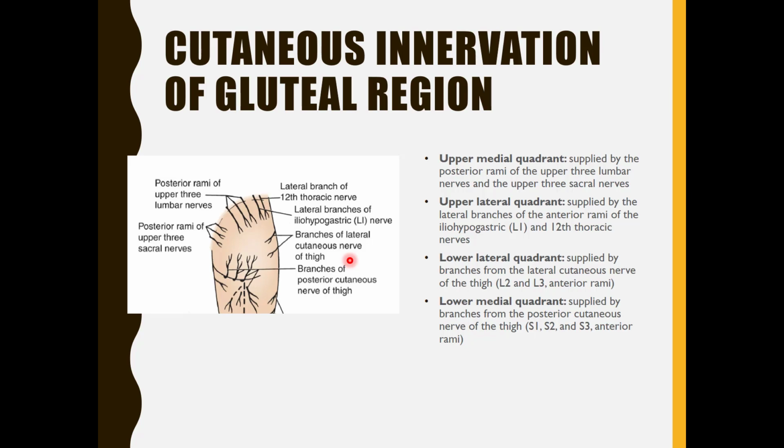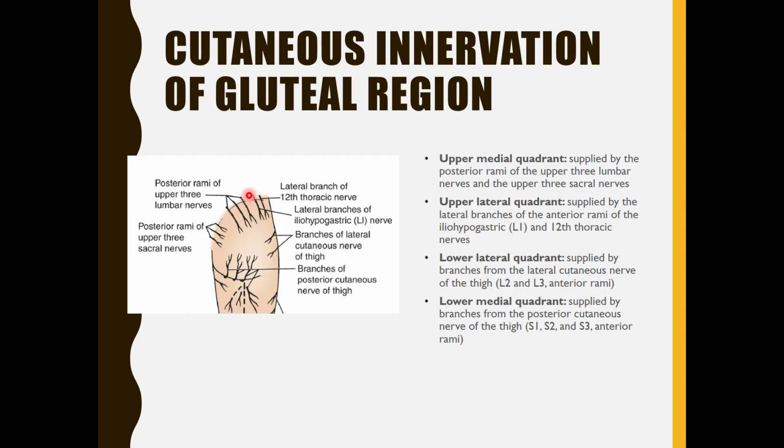Now we will discuss the cutaneous innervation of the gluteal region. See here in this diagram, this is intergluteal cleft, this is the inferior gluteal fold. So this part is the medial part of the gluteal region and the other part is the lateral part of the gluteal region. We will divide the whole gluteal region into four quadrants. Two are medial quadrants and two are lateral quadrants. So this is upper medial quadrant, this is lower medial quadrant, this is upper lateral quadrant, and then lower lateral quadrant.